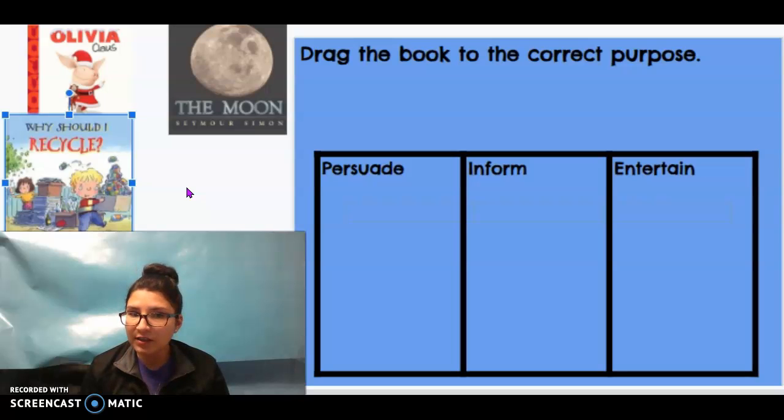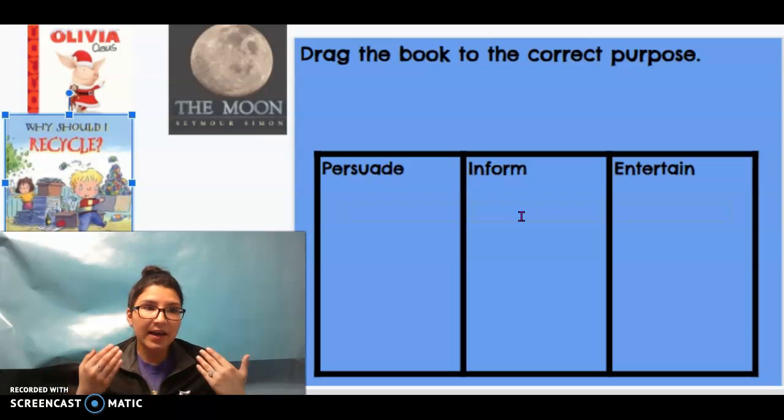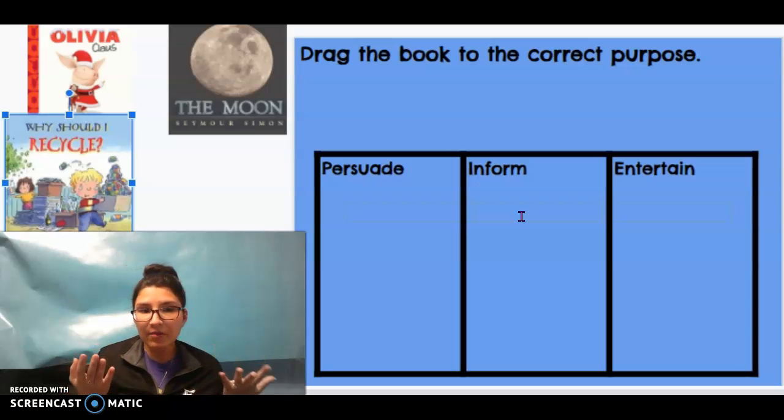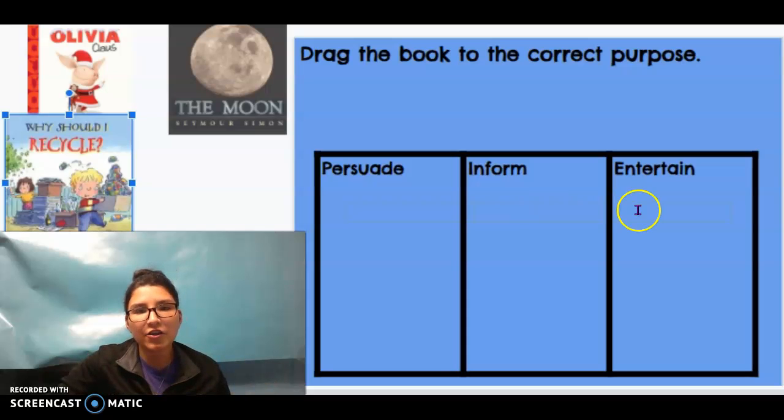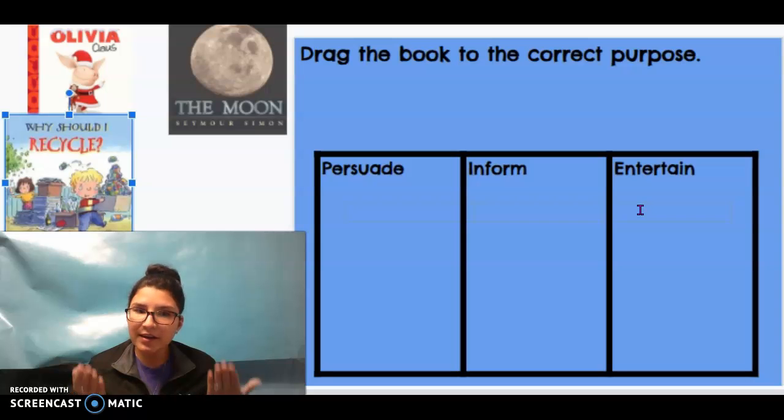Persuade. What is the author trying to do? Convince you of something, right? They feel a certain way about something, and they are trying to get us, the reader, to agree with them, to also feel that way. Okay? Inform. The author is trying to teach you something new or give you more information on something, like the moon, like seasons, like animals, right? Entertain. The author is just writing the story so the reader can enjoy it.